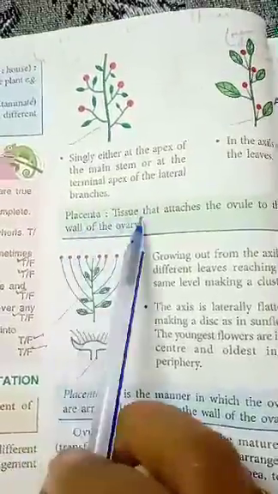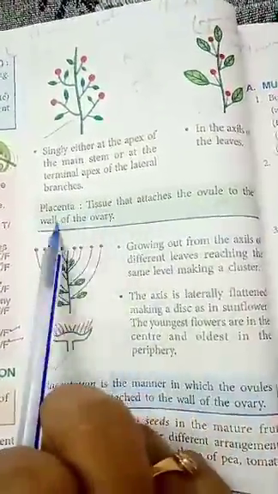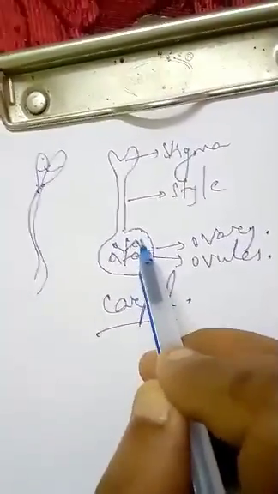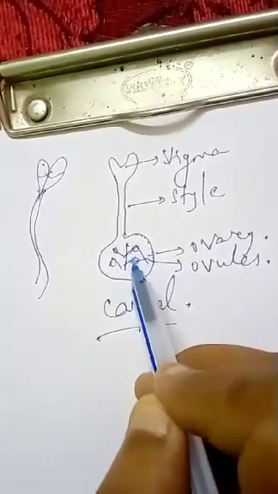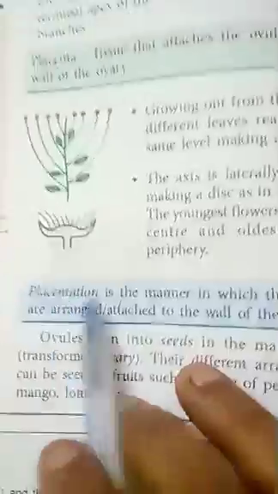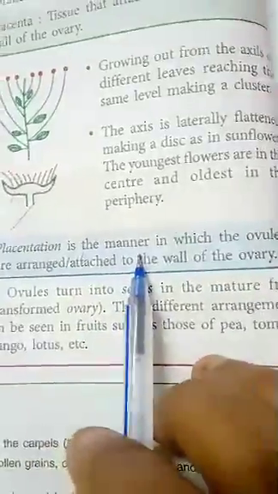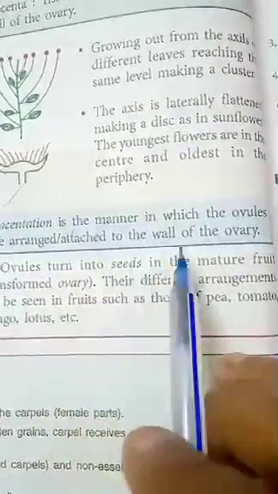Next, what is placenta? It is the tissue which attaches the ovule to the wall of the ovary. So if you see here in this diagram, this is the ovary and how it is attached. This is called placentation. Placentation is the method or the manner in which ovules are attached to the walls of the ovary. So all these definitions, please learn them by heart.